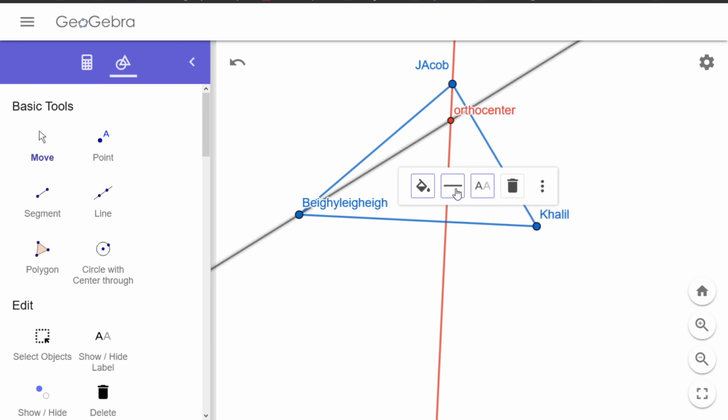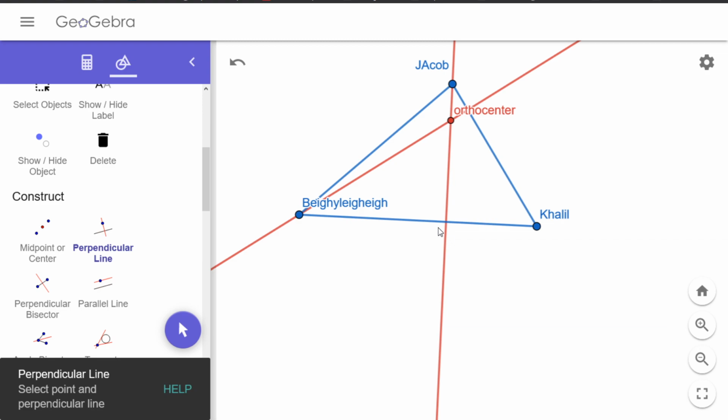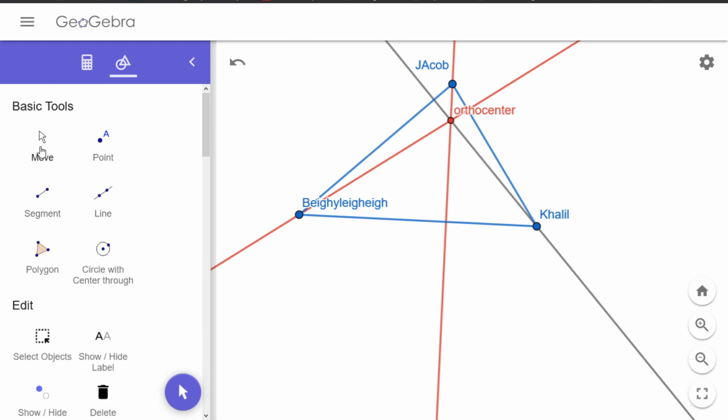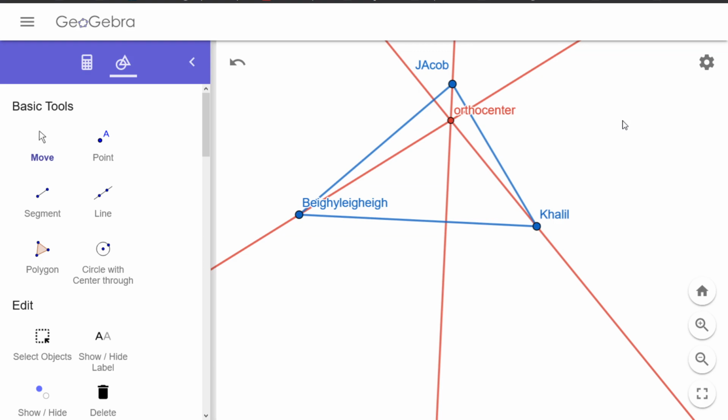If I draw another perpendicular, right? I've already got this side's perpendicular and this side's perpendicular, so I need this one. Got it. So there's the orthocenter.